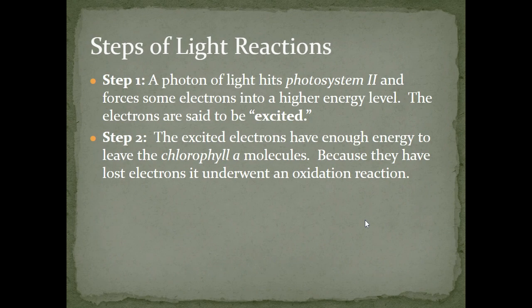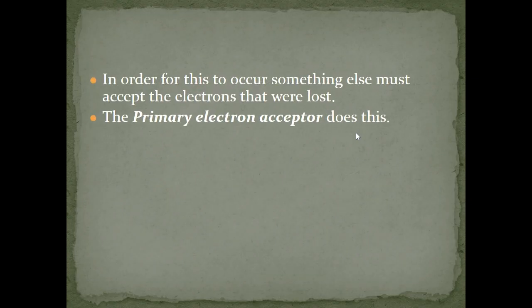So step 1, we're talking about the steps in light reactions. Step 1, a photon of light hits photosystem 2 and forces some electrons to a higher energy level. This is excited, which is what we talk about in chemistry. Step 2, the excited electrons have enough energy to leave the chlorophyll molecules. Because of this reaction, they go through an oxidation reaction, meaning that oxygen is going to be produced. In order for this to occur, something else must accept the electrons that were lost.